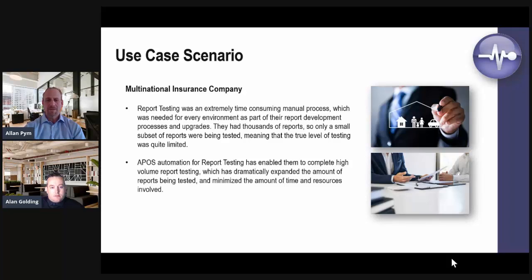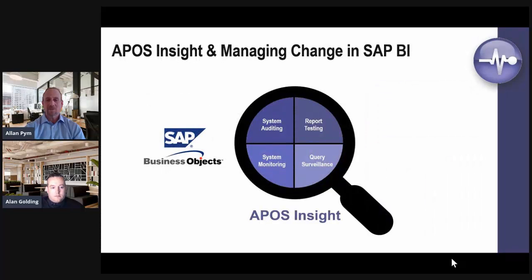This is where the APOS Insight solution and its report testing module fit in well. It allowed them to automate the process, have a much larger sample set and a much more effective means of testing, and because it's automated, it reduces the impact of error. This has had a very positive result for them in their processes and the outcomes for management of their business objects environment and the change within it. So, APOS Insight, managing change.